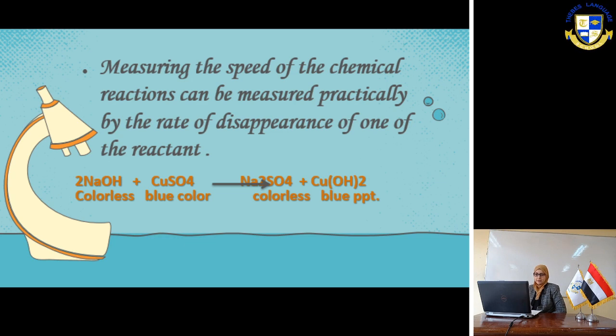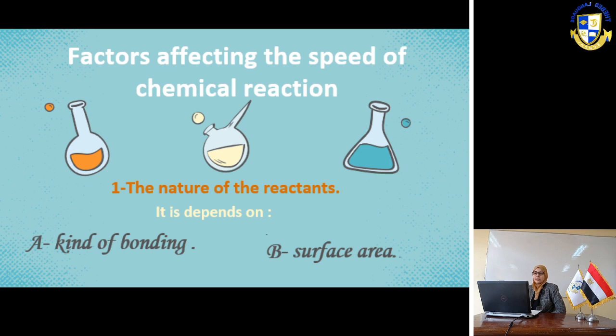Slide number 7. Factors affecting the speed of the chemical reaction. Number 1, the nature of the reactant. It depends on the kind of the bond and the surface area. So what are the two? They depend on the bond and the surface area.